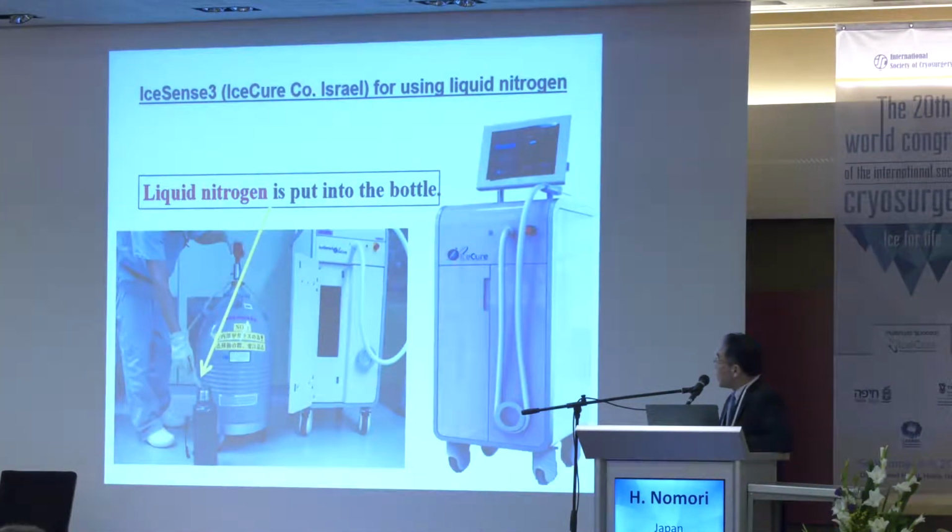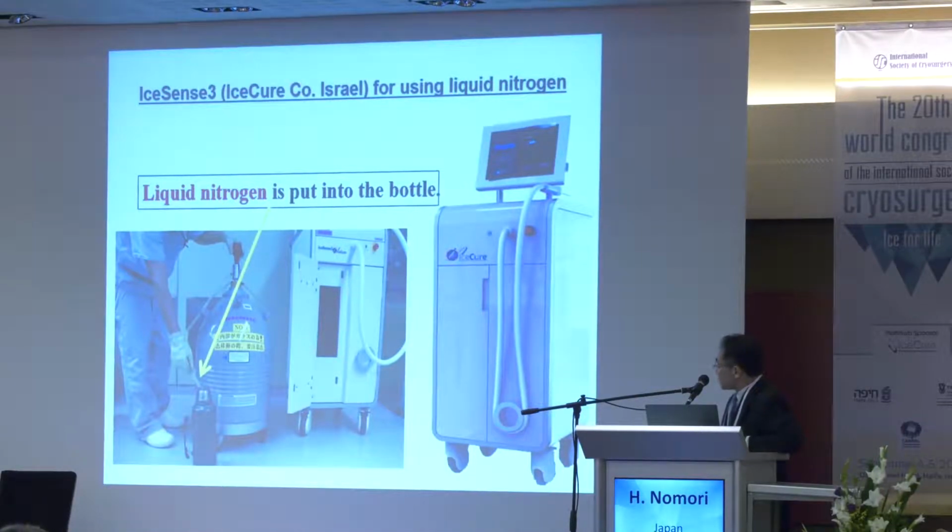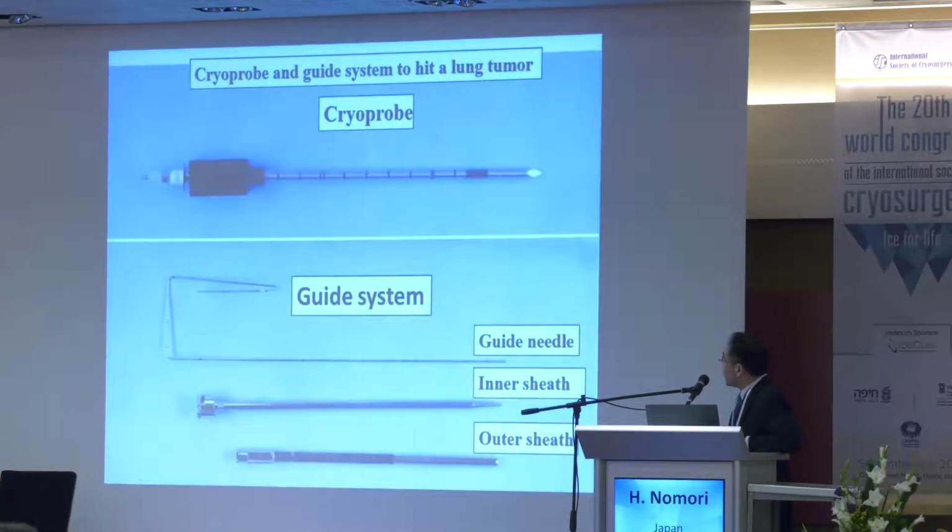This is iSense 3 for using liquid nitrogen. Liquid nitrogen is put into the bottle and then set into the machine. And this is a cryoprobe and a guided system to hit the lung cancer. This is a cryoprobe, and this is a guide system which consists of guide needle, inner sheath, and outer sheath.